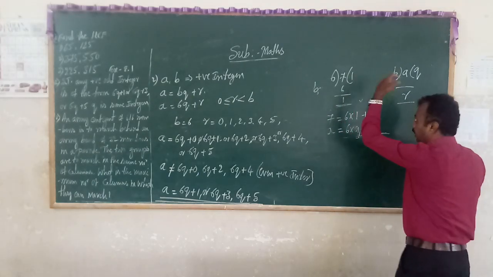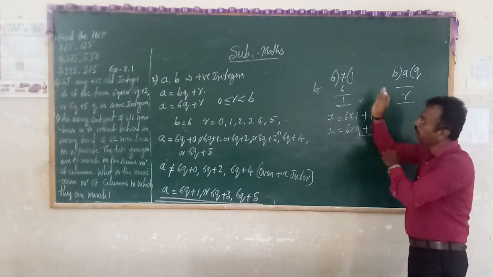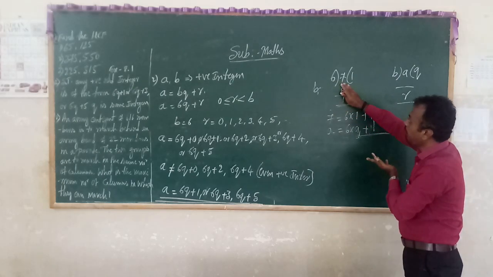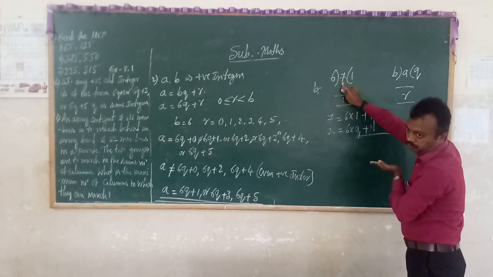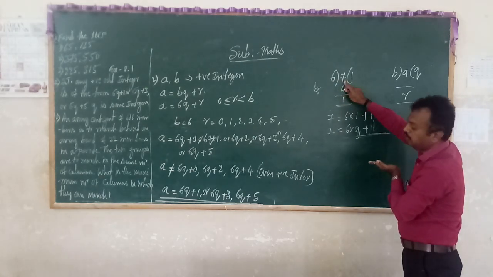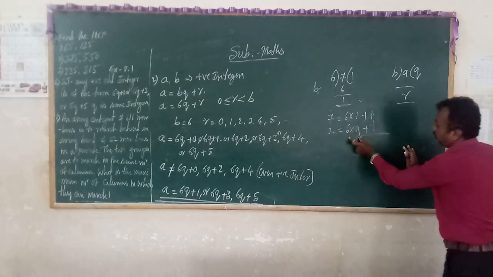So we can take any positive odd integer and divide it by 6. But we should take a dividend more than 6. That's all. So a is equal to 6q plus 1.